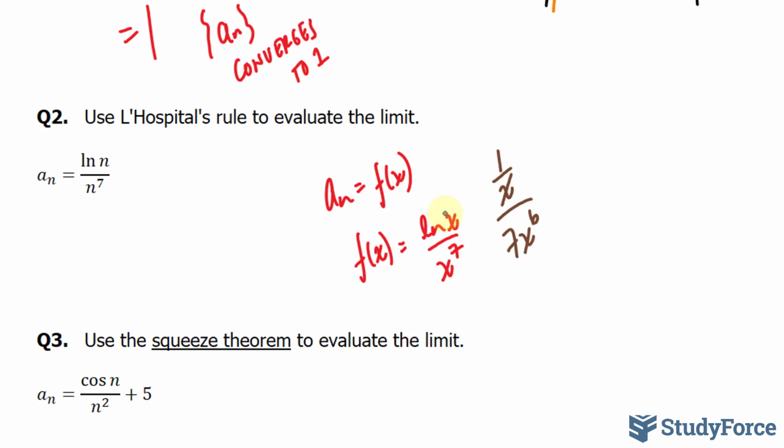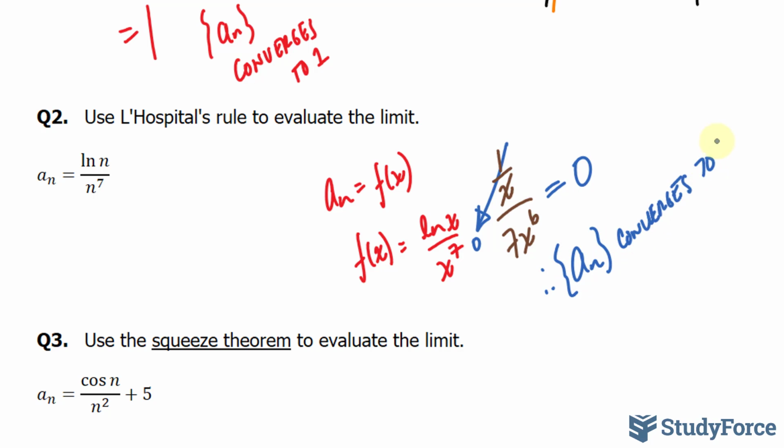Let's take the limit of the numerator. Placing a very large number into here makes this go to 0, and placing a very large number into there makes it infinity. 0 over infinity is equal to 0. Therefore, a sub n, our sequence, converges to 0.